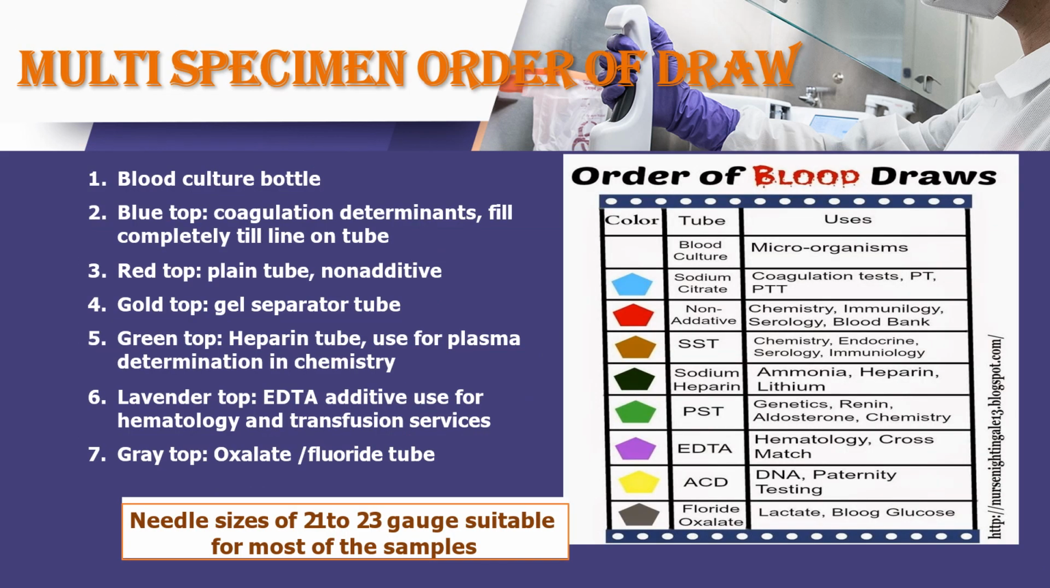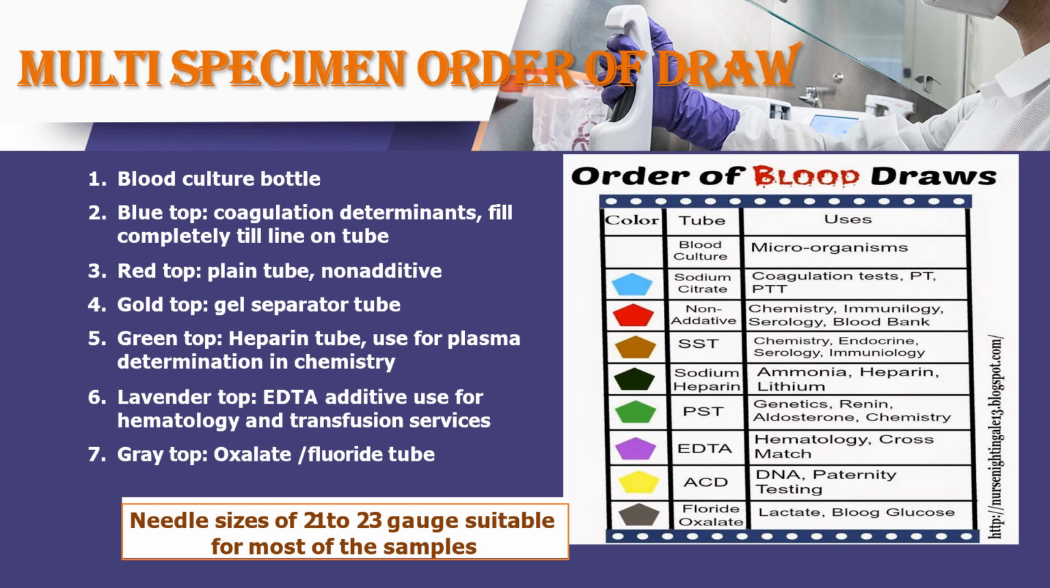What should be the order of draw? If multiple tubes are collected, this is from the slide. You can see the order of draw. The blood for the blood culture is first, and the color tubes are bluish color, and other such examples as you can see from the slide. The blue top is for the coagulation determinants. The red top is a plain tube for serum test. Then gold top is a gel separator tube, and other these are the examples of the tubes.